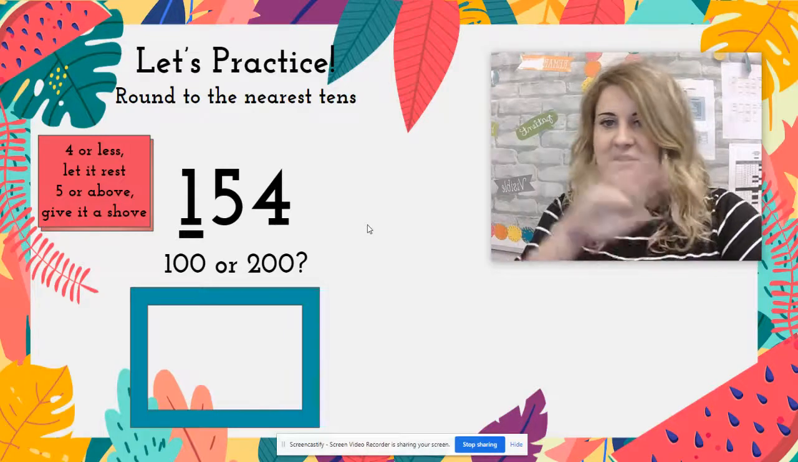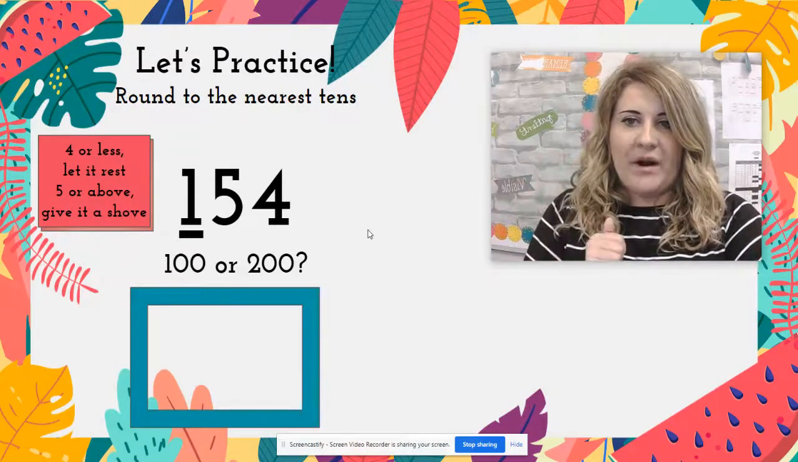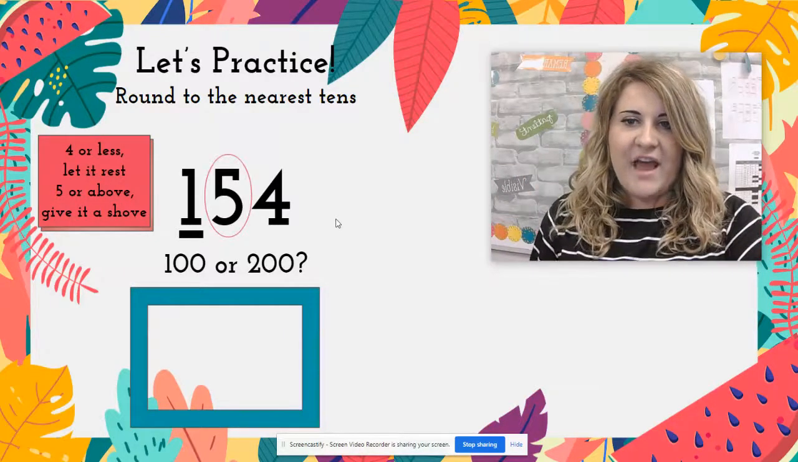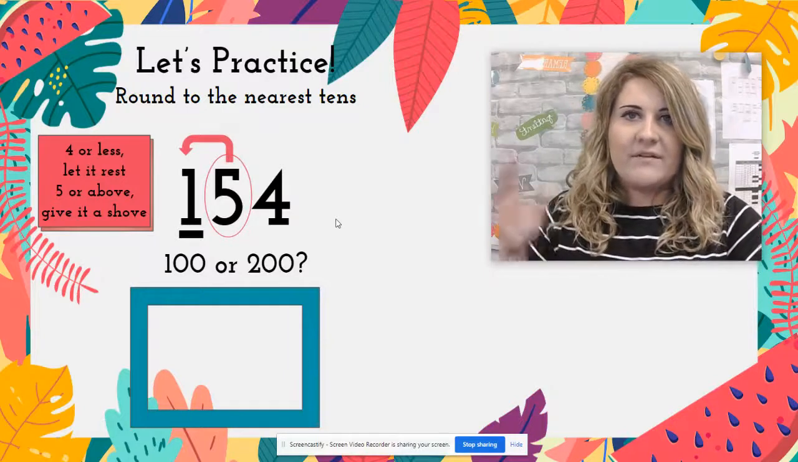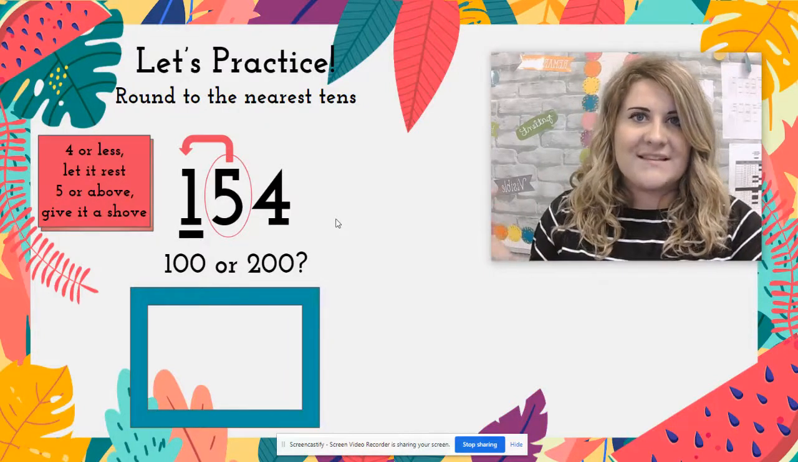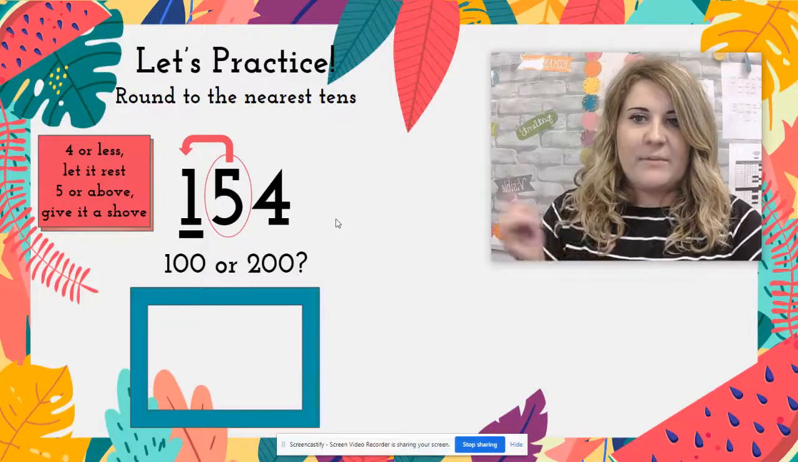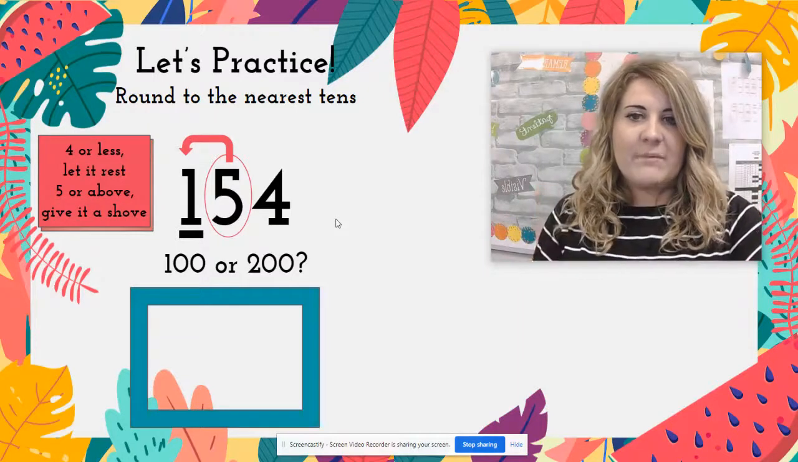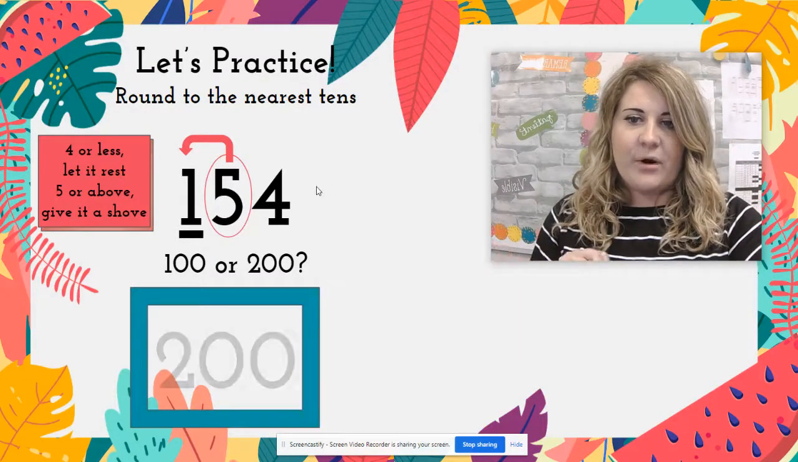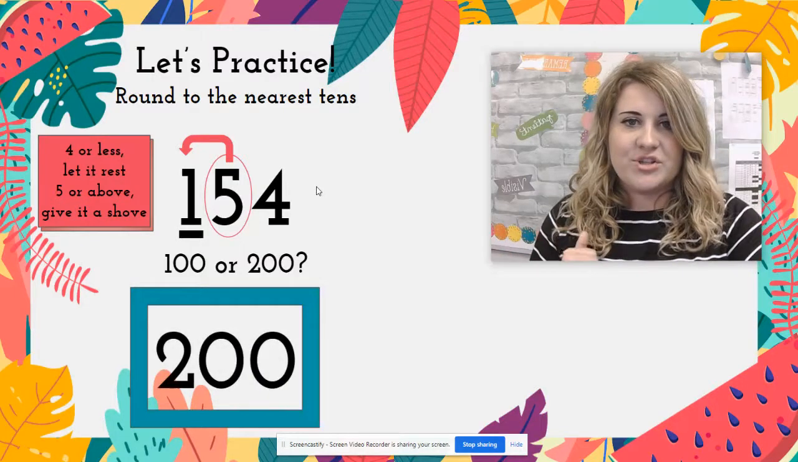All right, let's go back to normal. 154. Let's underline the 1, spotlight the 5, draw an arrow. 5 or above. Is this 5 or above? Yes, it's in the rhyme. This is a 5. So 5 or above, we're going to give the 1 a shove up to a 2, and the 5 and the 4 both become zeros. Our answer is 200 here, okay?